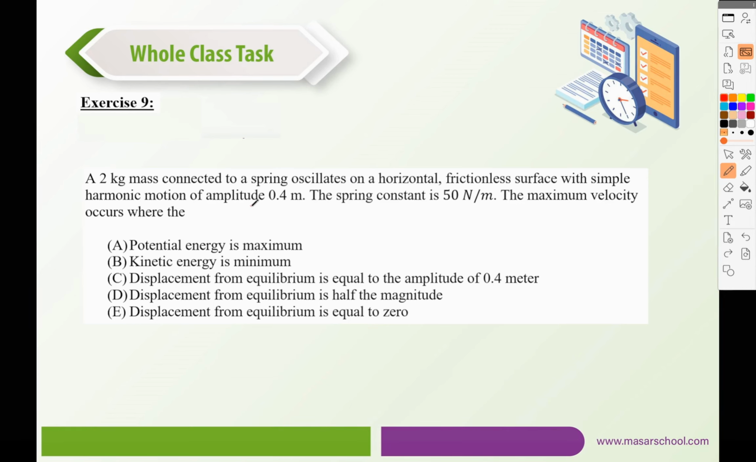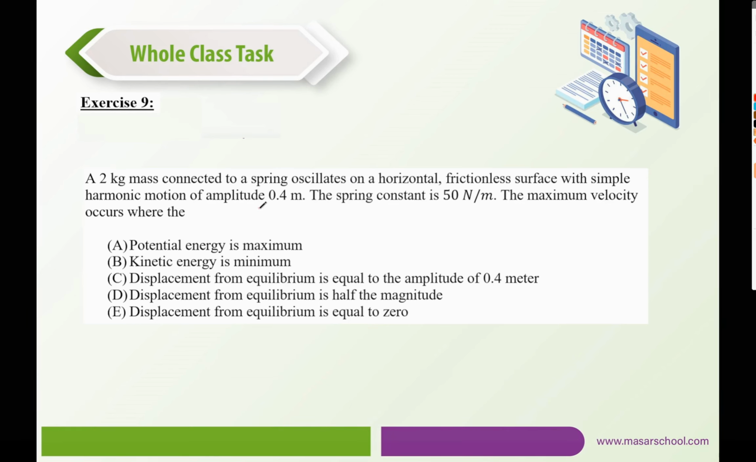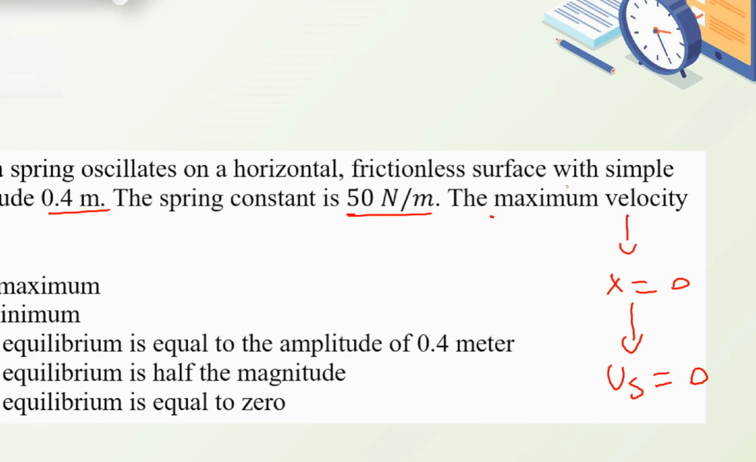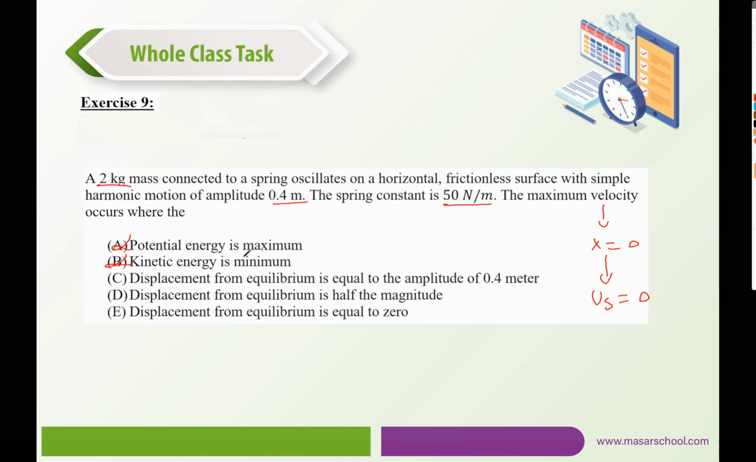A 2 kg mass connected to a spring oscillates on a horizontal frictionless surface with simple harmonic motion of amplitude 0.4 meters. We have the mass, we have the amplitude, we have the stiffness. The maximum velocity occurs when? So we know that the maximum velocity occurs when the position is 0, when the elastic potential energy is 0. Now when the potential energy is maximum, that's wrong. When the kinetic energy is minimum, no, because maximum velocity means maximum kinetic energy.